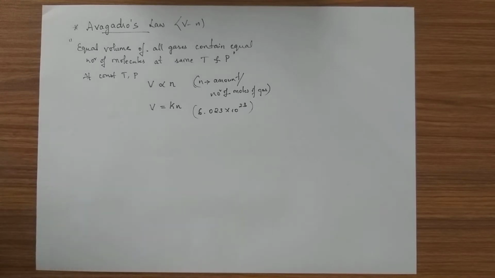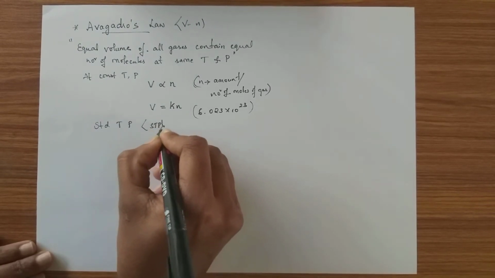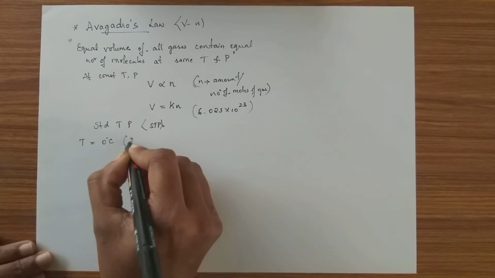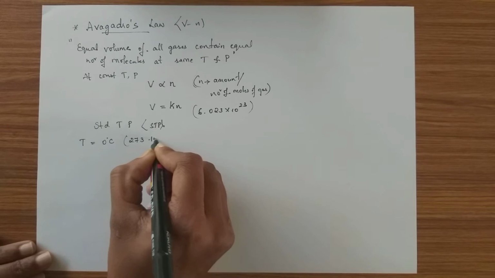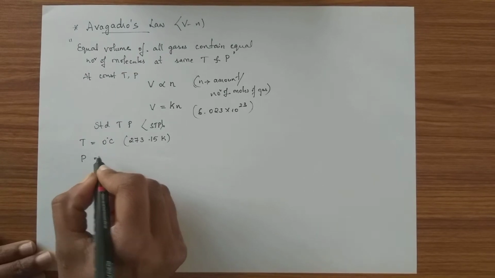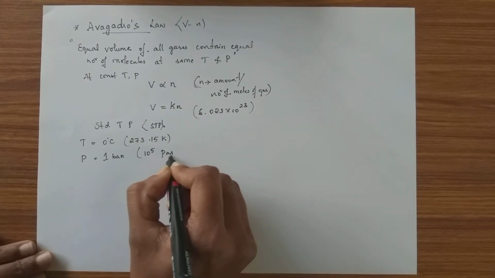Then what do you mean by number of moles? It means 1 mole at standard temperature and pressure will have the same value. We have standard temperature and standard pressure values, which we call STP. The standard temperature is 0 degrees Celsius or 273.15 Kelvin. And pressure is P equal to 1 bar, that is exactly equal to 10 to the power 5 Pascal.